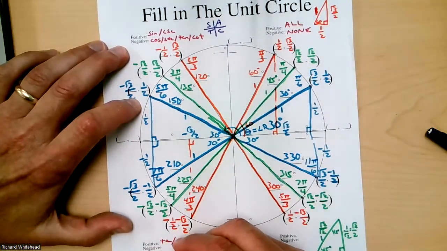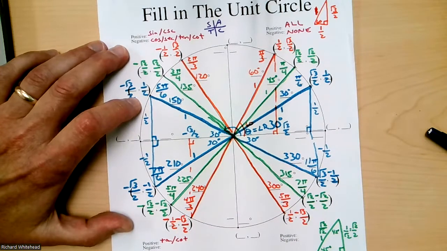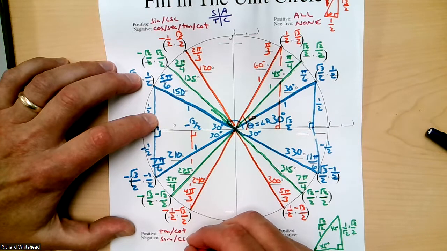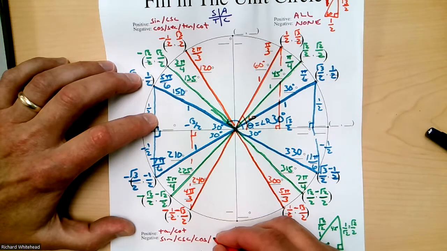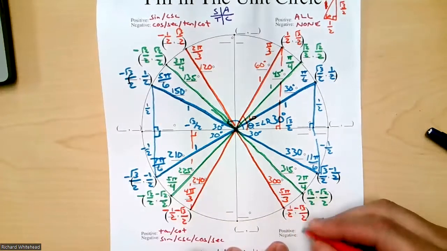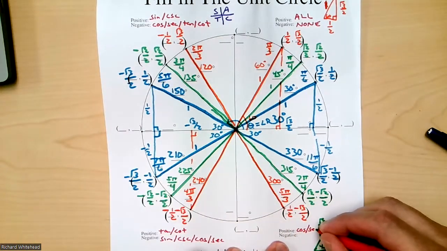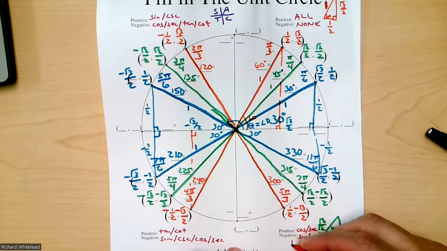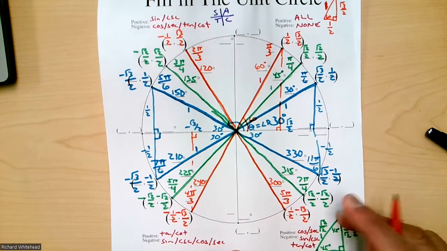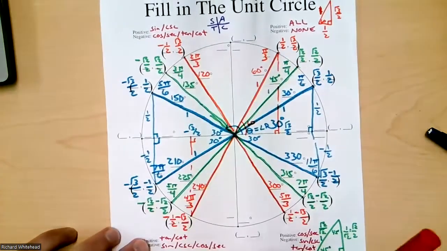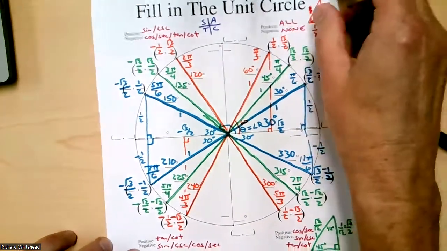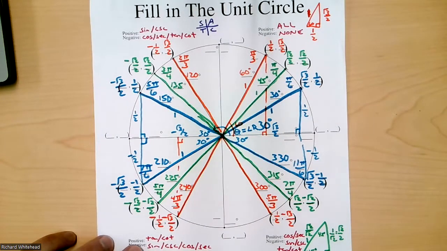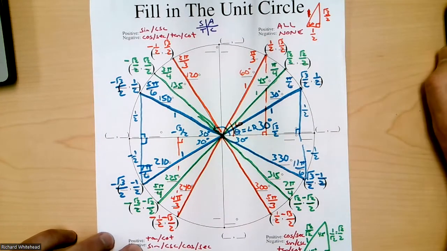Third quadrant, tan and its reciprocal are positive. Everyone else is negative. Fourth quadrant, cosine and its reciprocal are positive. Everyone else is negative. So all this stuff is going to keep coming back more and more and more. It's going to be more and more important when we start having to actually come up with the unit circle values. Okay, I'll do the quadrantals in a separate video.